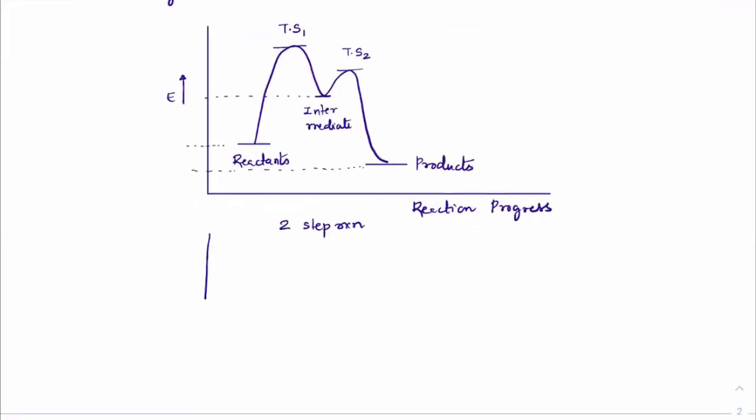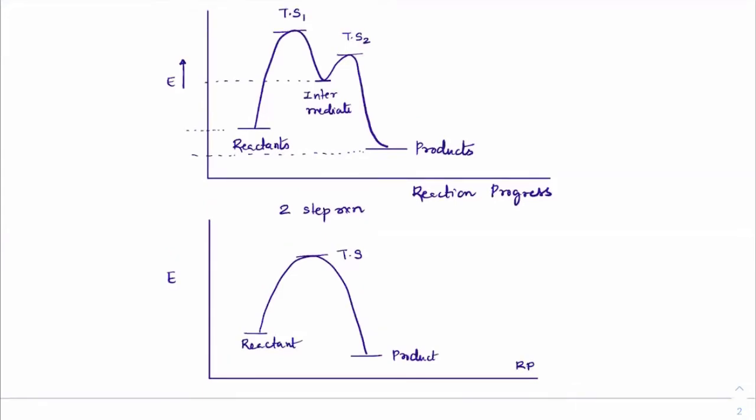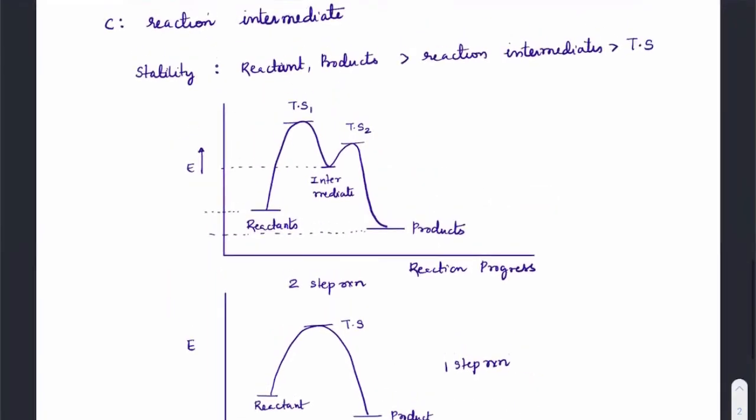If I write the same thing for a single-step reaction, from reactant it would be changing towards product. This is reactant and this is product. And there are no intermediates, so there will be only one transition state. Energy and reaction progress, RP. Okay, so this is a one-step reaction, and the above one is a two-step reaction. Everyone make a note of it.